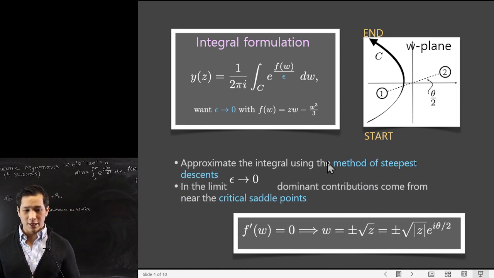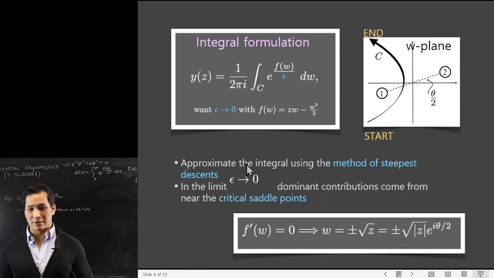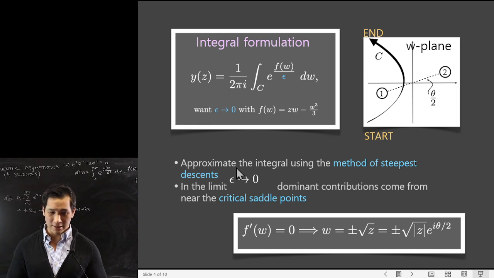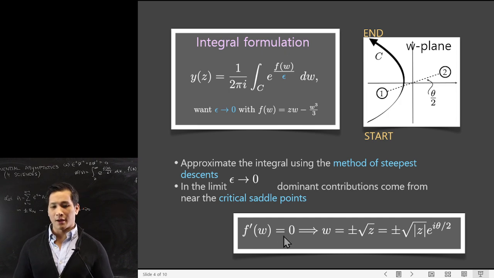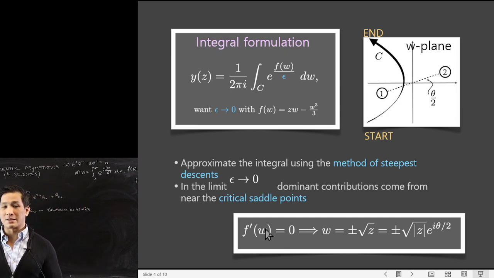So this is what the statement says: let's approximate this integral using steepest descents, and let's go and find where our saddle points are. So we're going to take f prime of w equal to 0, and then solve for our w. And we see that the saddle points are given by plus or minus root z.